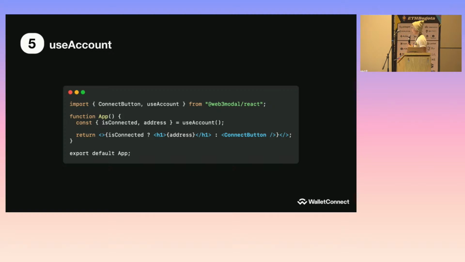So we want to be able to pull in some information from the user when they authorize using that connect button. We're going to do that by using the useAccount hook. A couple of things we can pull out from that are connected, which is just a Boolean that returns true or false, and the address. For the following example, we're just going to create a ternary option. If the user is connected, then we'll be able to see their address. If they're not connected, we'll render that connect button.